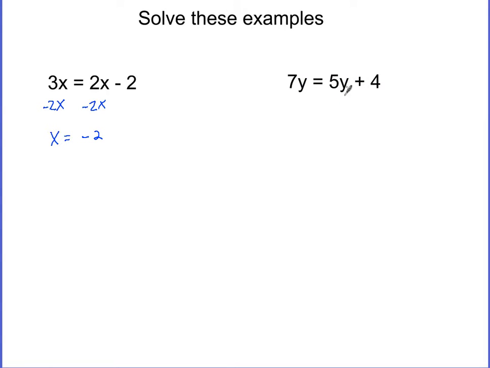Here we've got 7y equals 5y plus 4, so subtract 5y. 7y minus 5y is 2y, and then 2y equals 4. Divide by 2, so y is 2.